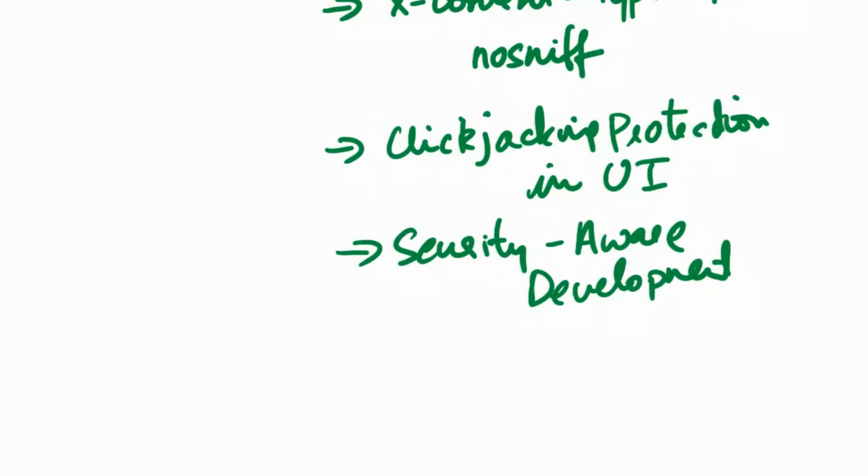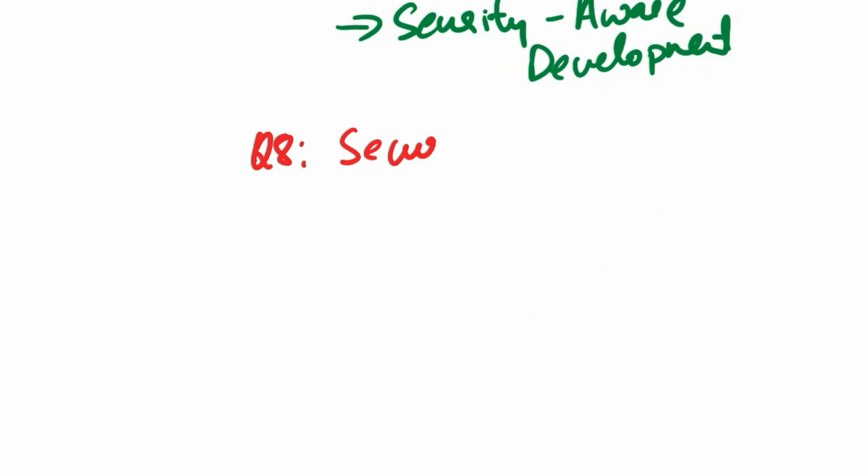Let's move to the next question. Explain the importance of secure file uploads and how to implement them. Secure file uploads are crucial for web applications that allow users to upload files. Failing to implement secure file upload mechanisms can lead to various security risks, including the execution of malicious code, unauthorized access, and data breaches. First, let's talk about the importance of secure file uploads.